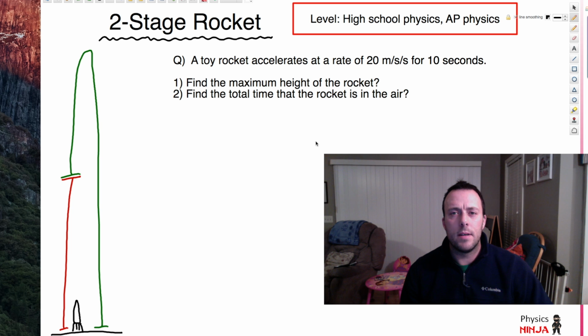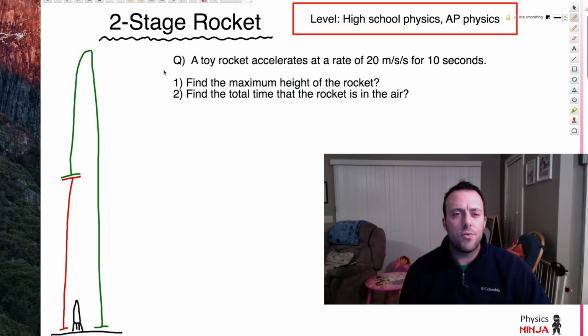Hi everybody. Today I'm going to solve the two-stage rocket problem. I've been helping a couple high school students last week, and this problem has come up a few times, so I figured I'd make a little video explaining how to solve this problem. The level of this problem is high school physics, honors, or AP physics.